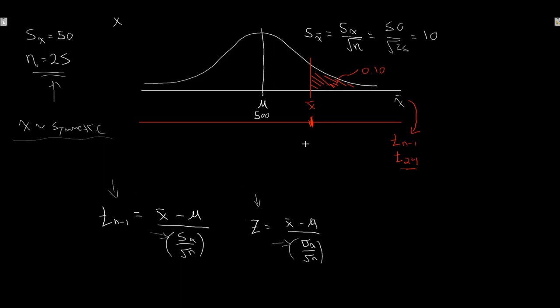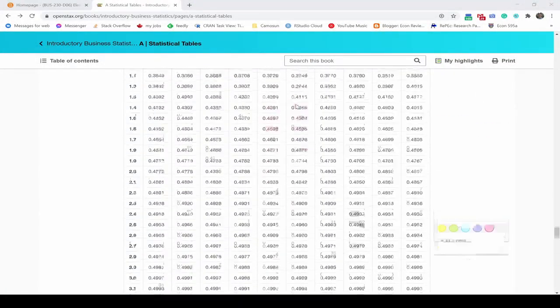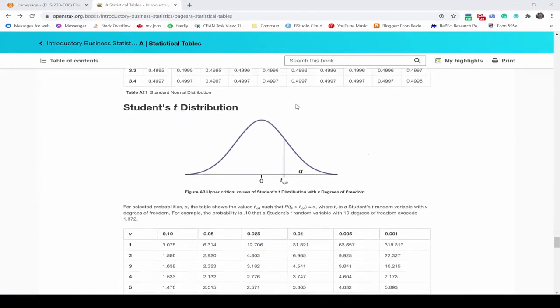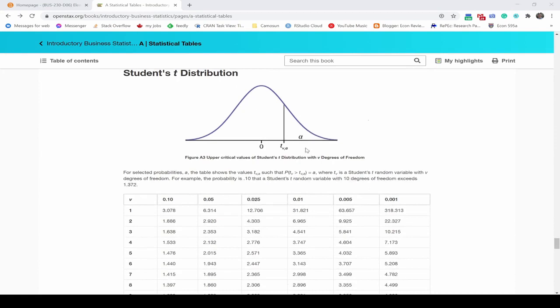How do we find this value of t, though? How do we find this t24? Well, let's jump over to our t-table and take a look. Our t-table is in the back of our textbook. We had our normal table, and if you keep scrolling a bit farther down, you get the student's t distribution. It's important to look at the picture to see what exactly is happening. It shows a t distribution with v degrees of freedom, so they use v to denote our degrees of freedom.